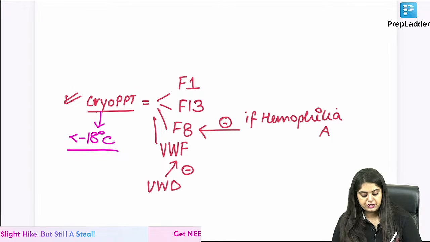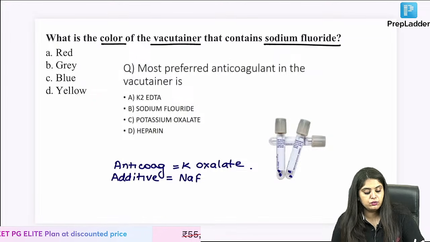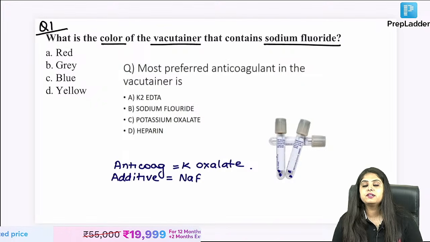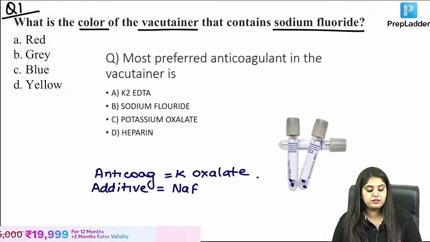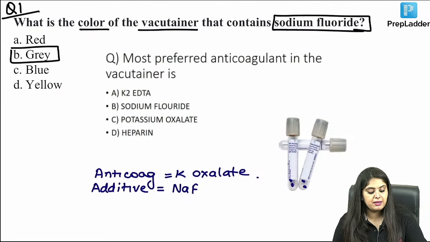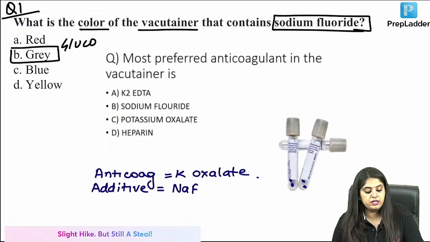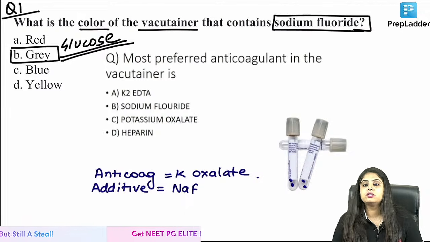Coming to the last point. Now coming to this question. What is the color of the vacutainer that contains sodium fluoride? Question 1. Most questions with twists and turns come on this, hence I've got you this. The color of the vacutainer with sodium fluoride is going to be gray, ma'am, because this is the one that gives us glucose estimation. G for gray and G for glucose, sugar testing.